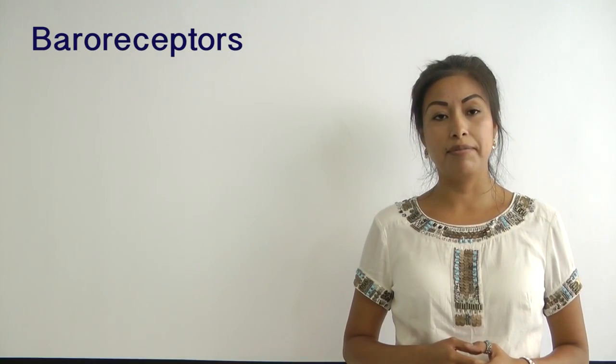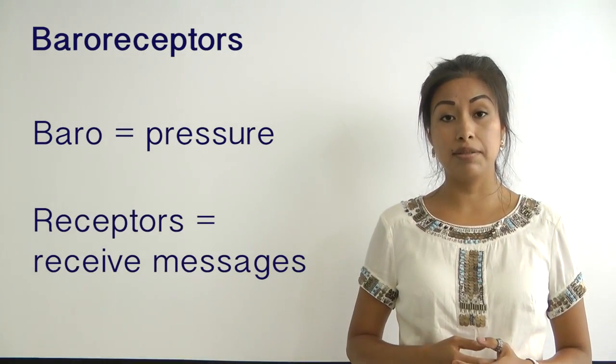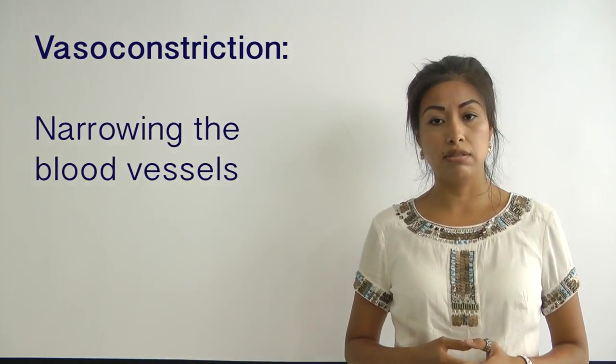Blood pressure is detected by structures called baroreceptors. Baro means pressure, and receptors receive messages. Blood pressure is controlled by widening and narrowing of the blood vessels. The narrower the blood vessels, the higher the pressure, and vice versa. Major baroreceptors are located in the aorta and the carotid sinus. They can send messages to the brain that the blood pressure is too high or too low, and the brain will instruct the nervous system to contract the blood vessels, which is called vasoconstriction, or to relax the blood vessels, which is called vasodilation.